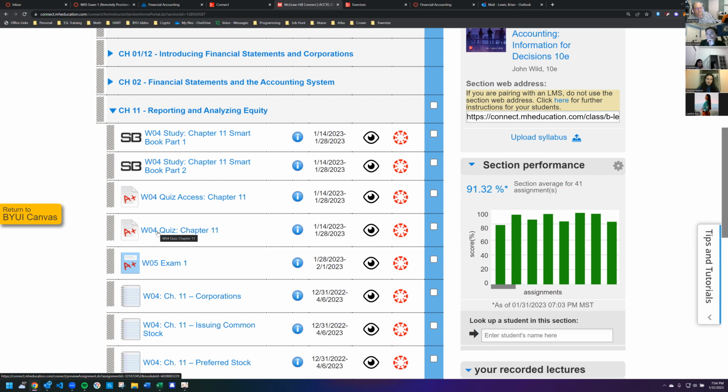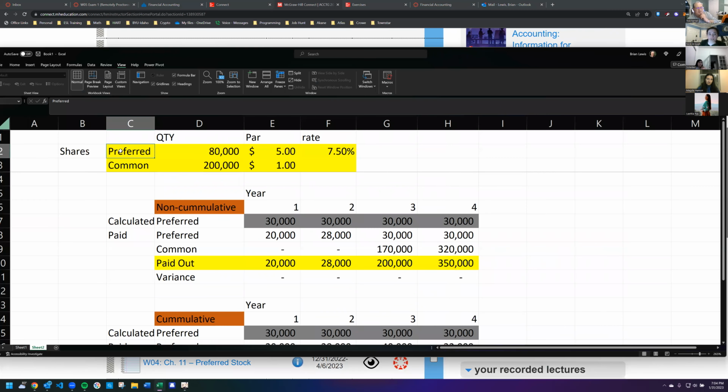So it does help to double check, especially some of these word problems that you have to convert into numbers and do the calculations, that you're mapping it out. Very similar to what I did here, right? I have preferred stock at 80,000, par value 5. Okay, and then I need to calculate what the amount owed is. And so just work through it little by little until you get it all figured out.